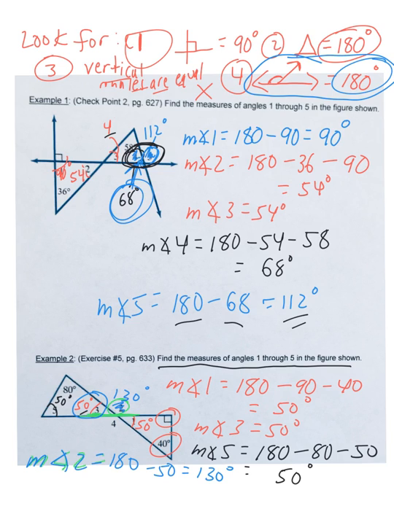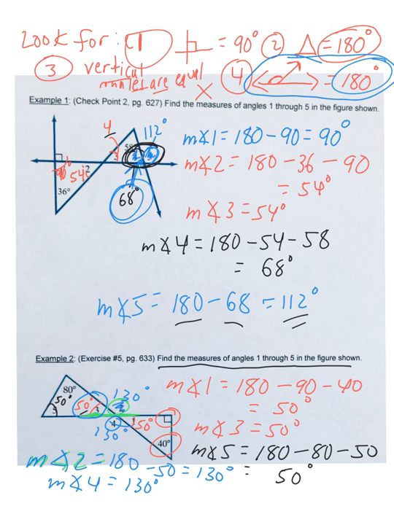And finally, angle 4 is right across from angle 2. Those vertical angles across from each other are equal. So if angle 2 is 130, guess what? Angle 4 must also be 130 degrees. So just constantly be on the lookout for the 4 principles listed on the top of the screen.